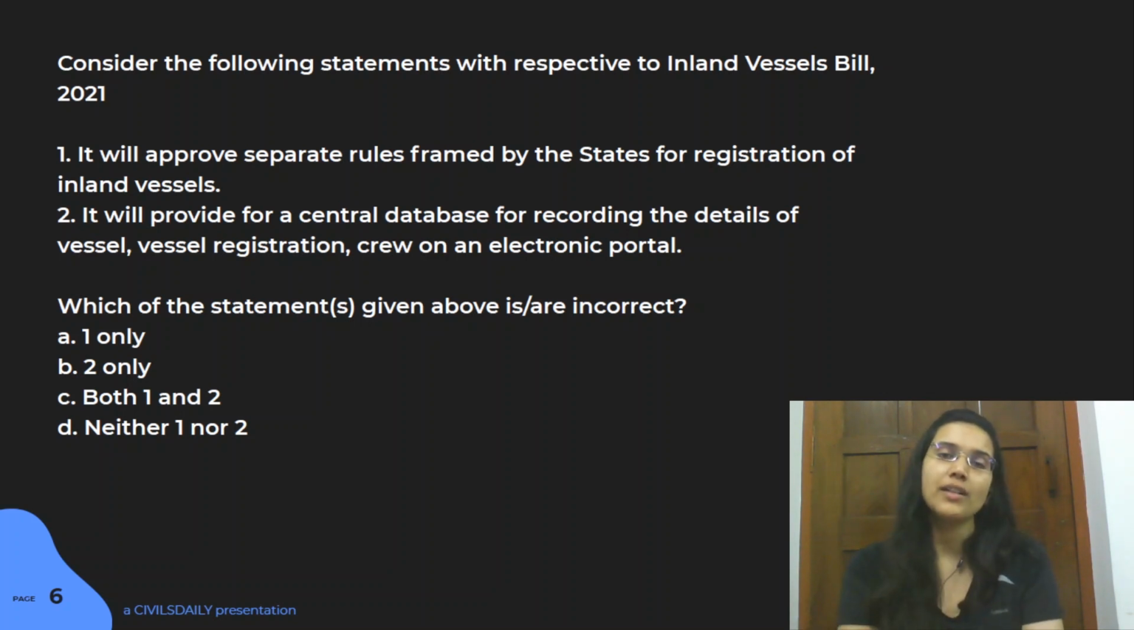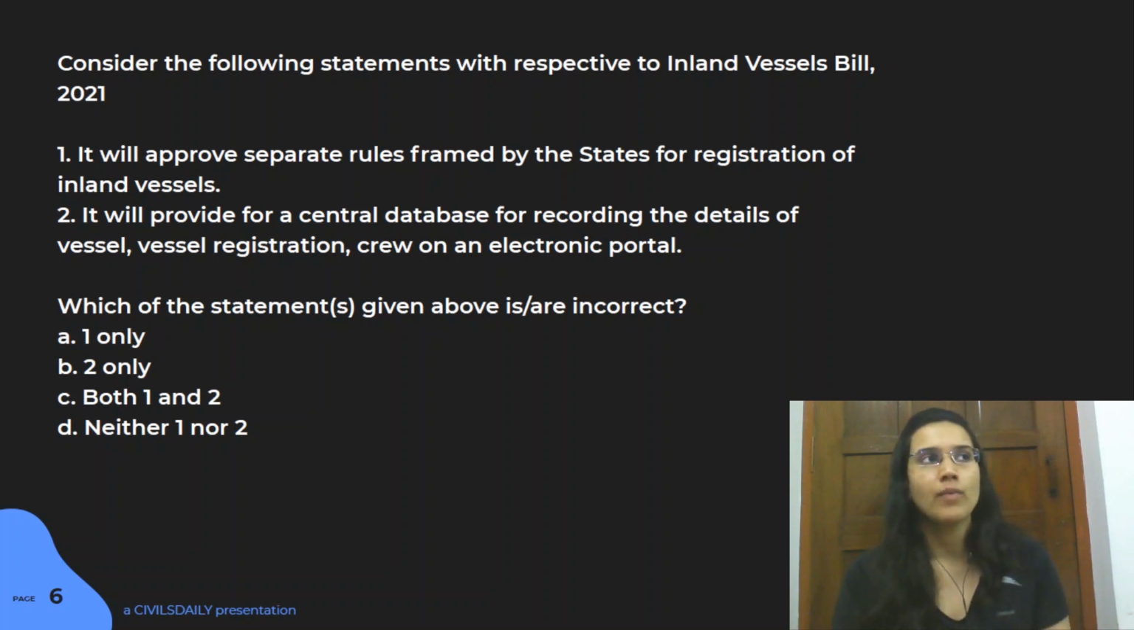Now, I think this particular question, even if you don't know exactly what these bills include, you can completely do these questions based upon trial and error, the Tukka method. How? See, the first statement here talks about that it will approve separate rules which are framed by the states for registration of inland vessels. Now, usually whenever we talk about national waterways or inland waterways, that particular thing is under the union list, right? So all the national waterways is something that the union deals with, right? So this particular category is under the union.